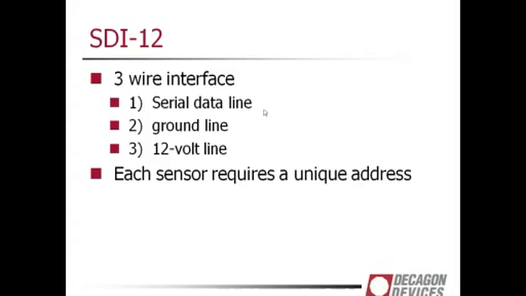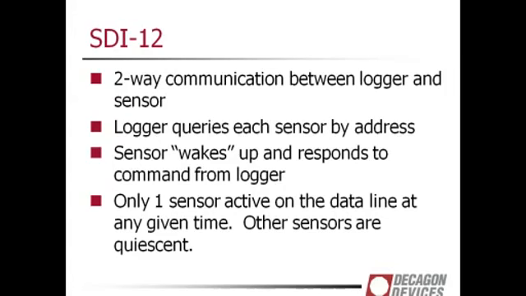I mentioned that it's a 3-wire interface. So what you have with SDI-12 is your data line, a ground line, and a 12-volt line. And each sensor requires a unique address or a name. This is how you can communicate with many sensors on the same line. It's two-way communication between the logger and the sensor. The logger queries each sensor by its address, so the sensor wakes up and responds to a command from the data logger. There's only one sensor active on the data line at any given time. All of the other sensors are quiescent and basically in just listening mode.